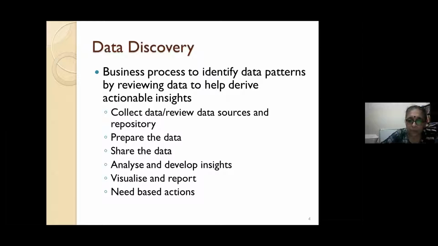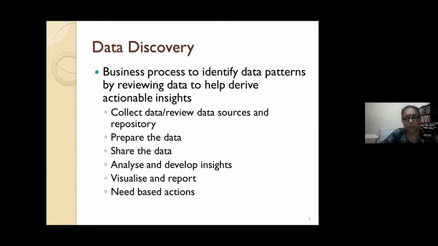Then how do you share the data, right? So whether there are enough security mechanisms for doing all these activities, that is what is coming here. And then develop the insights in terms of the actionable intelligence which needs to be shared with their customers. And for that you will have visualization and reports and so on. Also, we talk about need based actions.